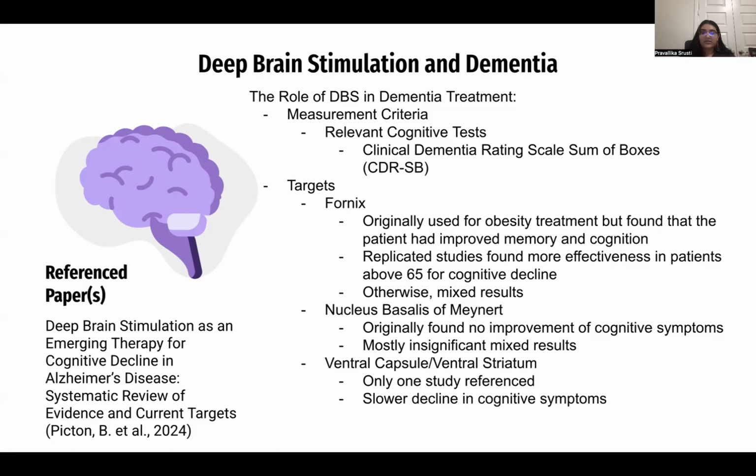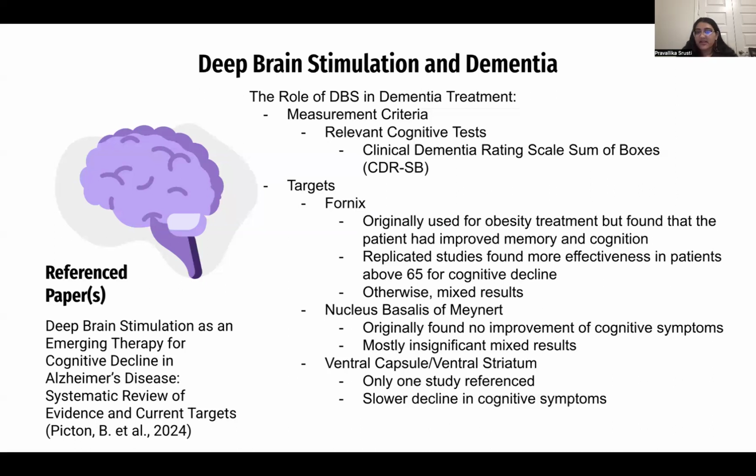So, for example, when we go into the targets, right, when they're doing DBS on the fornix, this originally started off as a treatment for obesity, right, and for depression, things like that. But the first time that they found some sort of memory change was through obesity treatment, and they found that the patient had improved memory and cognition as they received the treatment, right? And so they replicated these studies on patients specifically for Alzheimer's disease. And they found that there's a lot of mixed results, right? But they did find more effectiveness in patients above 65. So for the cognitive decline.